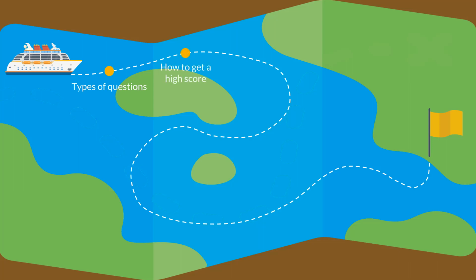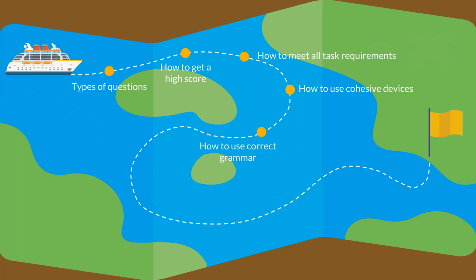You're going to learn how to get a high score, how to meet all the different requirements of the Task 2 essay, how to use cohesive devices in a natural and fluent way, how to use grammar correctly. We're going to be covering a lot of different grammar concepts in quite a lot of detail. Then, I'm going to show you how to use the vocabulary for talking about a wide range of topics that you may see on the Task 2 essay.